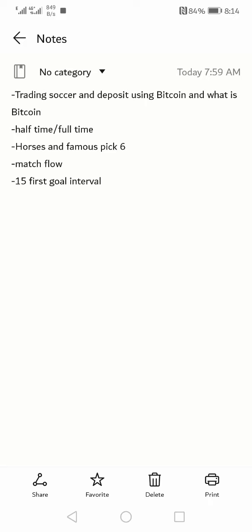And of course, depositing using Bitcoin. I doubt even if they use Bitcoin on their deposits and stuff. People are so unfamiliar with Bitcoin. People know nothing about Bitcoin. So I will see, I will explain, don't worry.